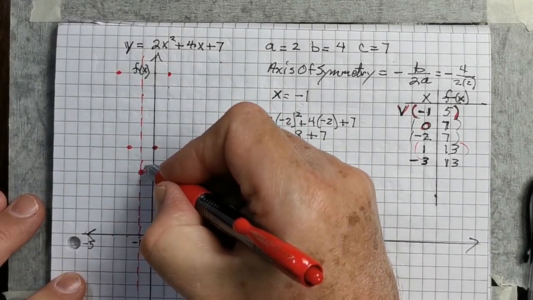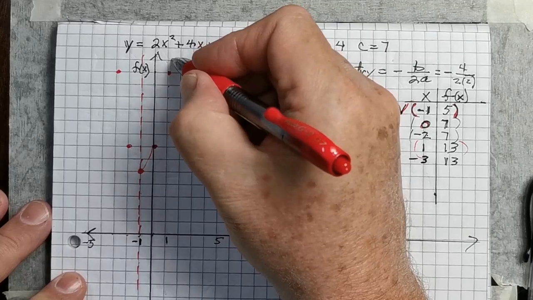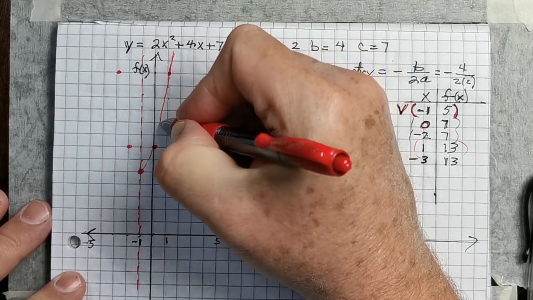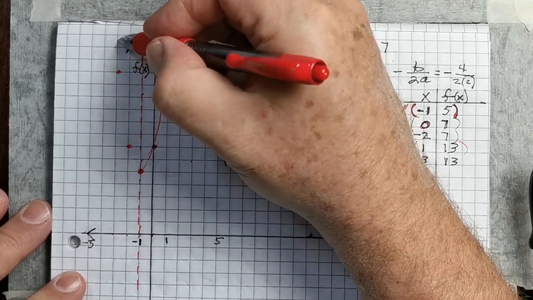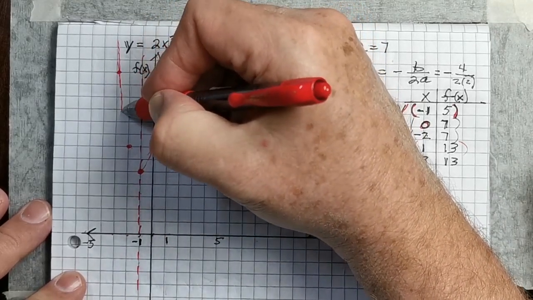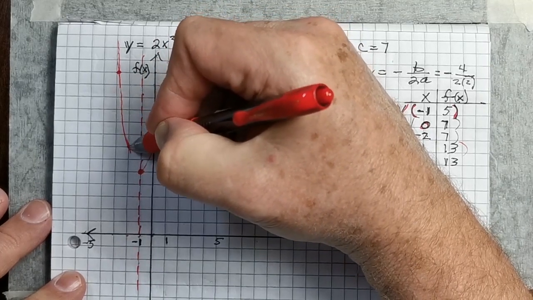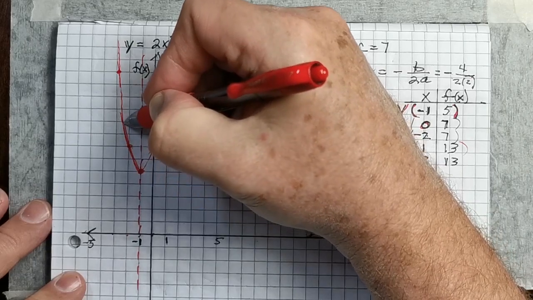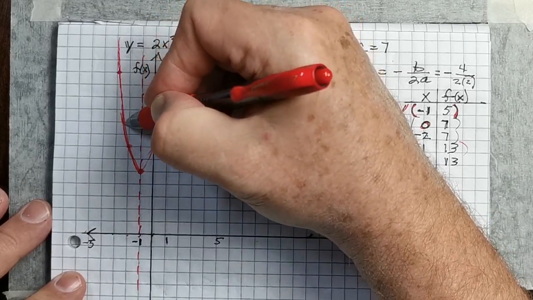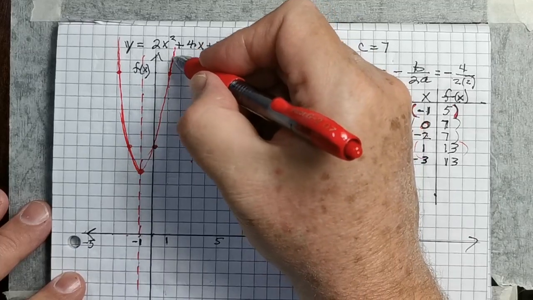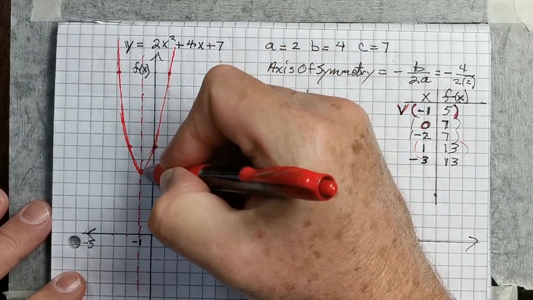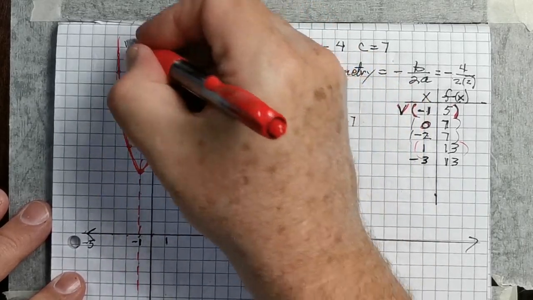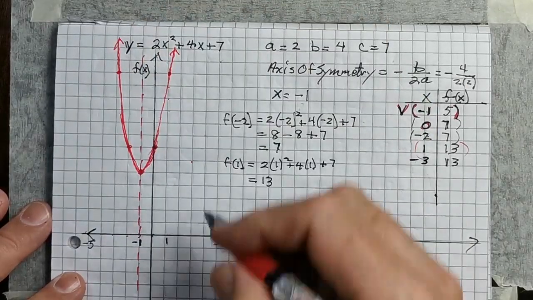Look at this. It's tricky to graph these things, but you know, we do the best we can. I think I got off just a little bit there. Okay, so something like this. That's our parabola.